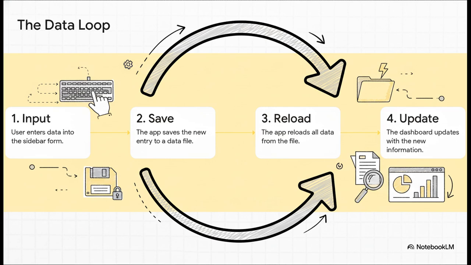Here's how it works. Step 1, you, the user, enter some data. Step 2, the app saves that new entry into a data file. Step 3, the app immediately reloads all the data from that file, which now includes your new piece. And finally, Step 4, the whole dashboard just updates with this fresh information. And that cycle happens every single time you add something new.